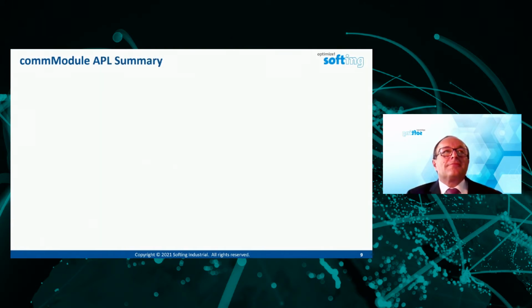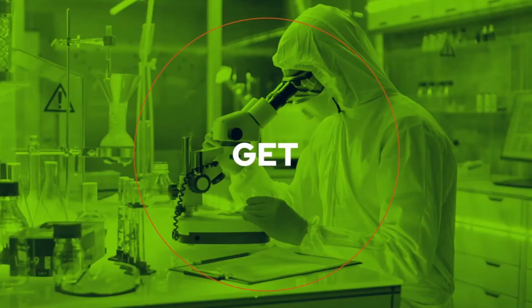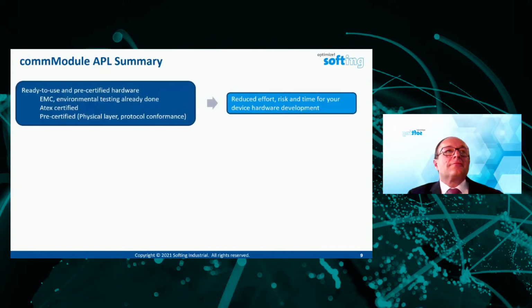This brings me to the benefits. comModule APL is ready-to-use and pre-certified hardware. It has undergone thorough EMC and other environmental testing. With its ATEX certification and its physical layer and protocol conformance approval, it dramatically reduces effort, risk, and time for your device hardware development.